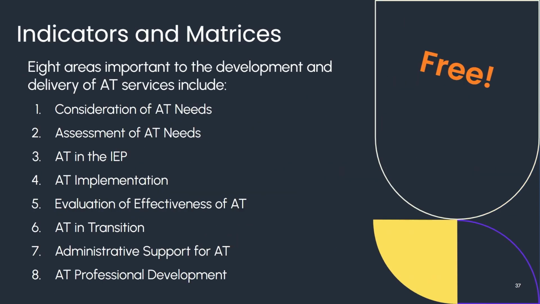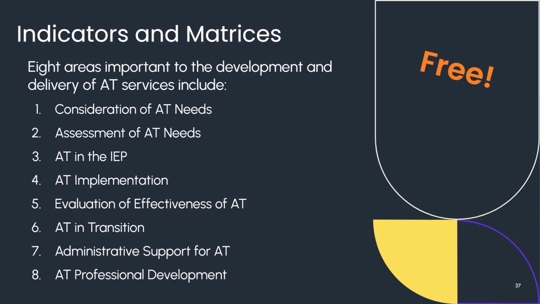So QIAT has a variety of indicators and matrices, right? And these are all free on their website, qiat.org. They have identified 8 different areas that are important to the development and delivery of AT services. These include consideration of AT needs, assessment of assistive technology needs, AT in the IEP, AT implementation, evaluation of effectiveness of AT, AT in transition, administrative support for AT, as well as AT professional development.